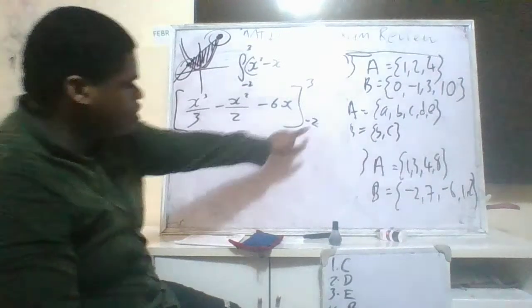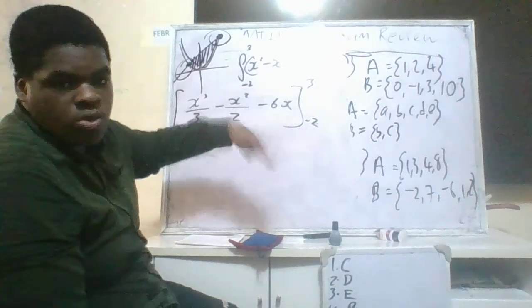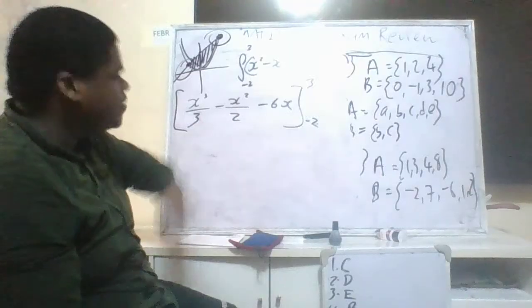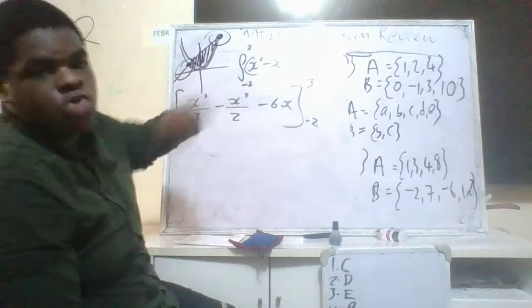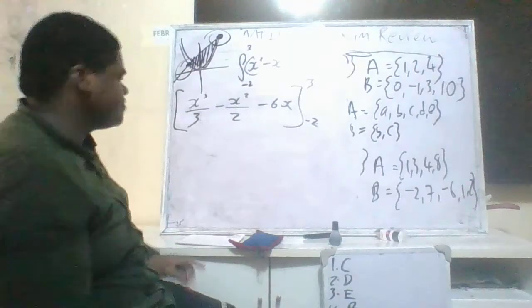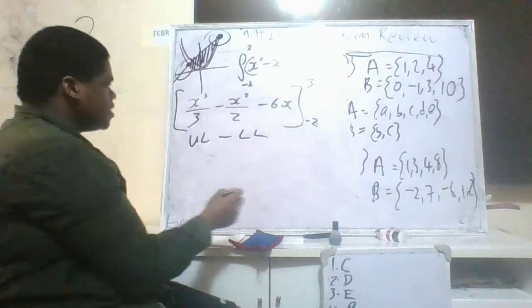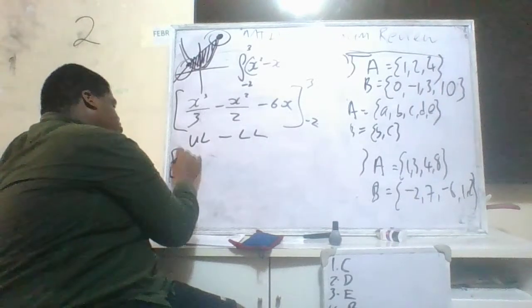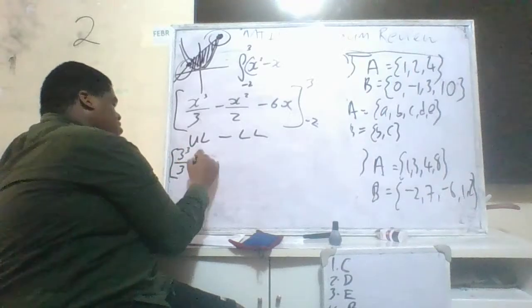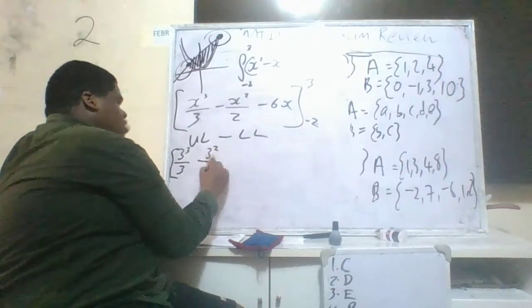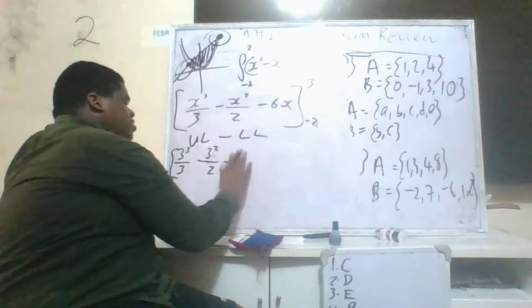In that last case, the lower limit was 0, so I said you should ignore the lower limit because everything would be equal to 0. But since here it is not equal to 0, you need to evaluate the upper limit and the lower limit. The upper limit is going to be 3 to the power of 3 divided by 3 minus 3 squared divided by 2 minus 6 times 3, which is just 18.